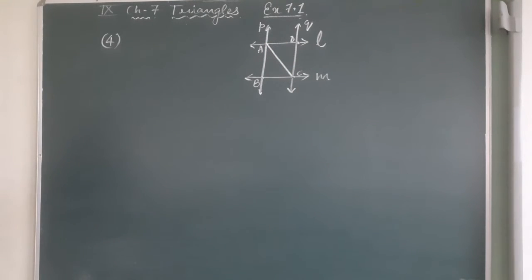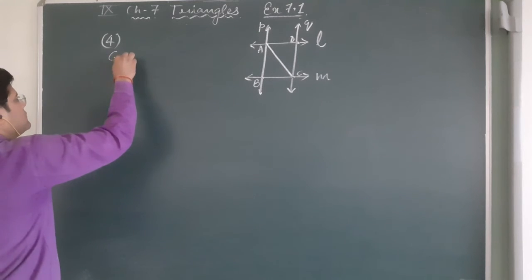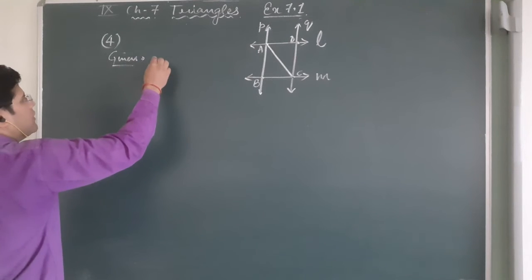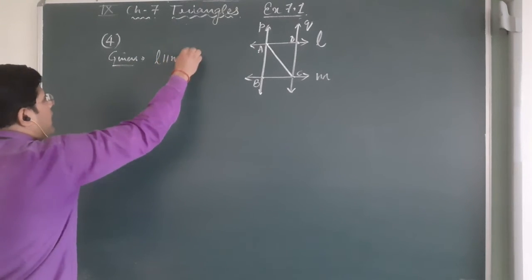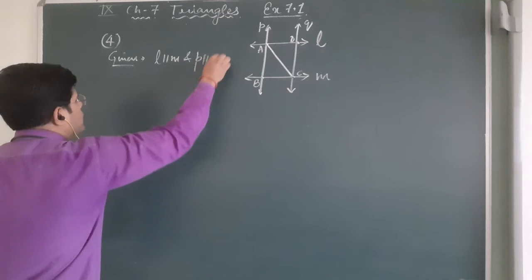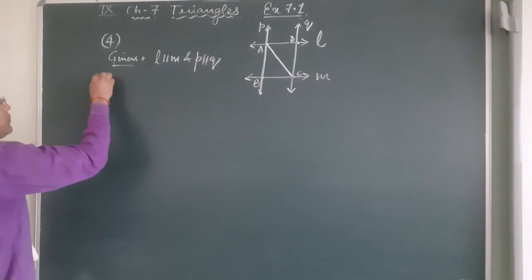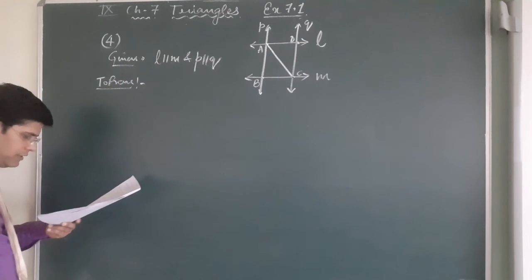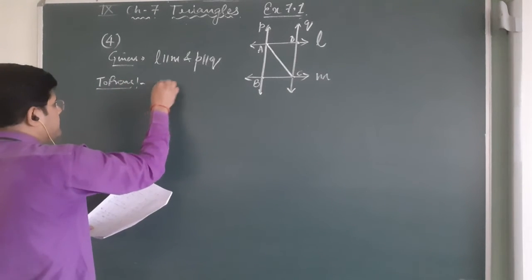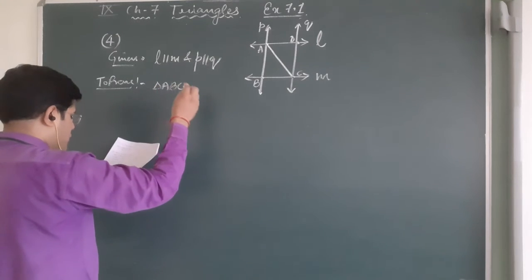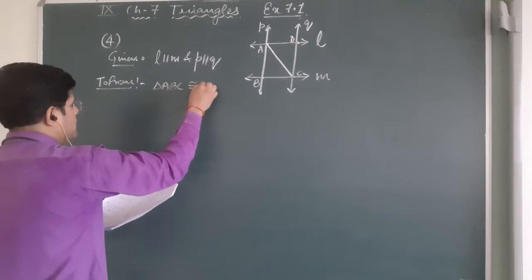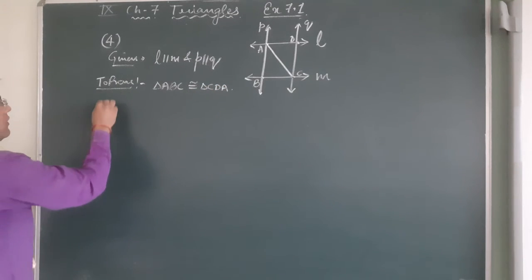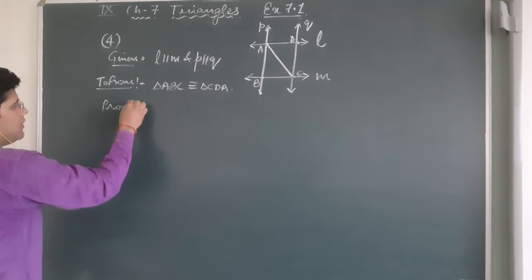Now, what is given? Firstly, write that. And this figure must be drawn with pencil, not with pen. Given L parallel to M and P parallel to Q. It is given. To prove, what do we have to prove? Firstly, write that. We have to prove triangle ABC congruent to triangle CDA. No problem at all. We are going to prove that.